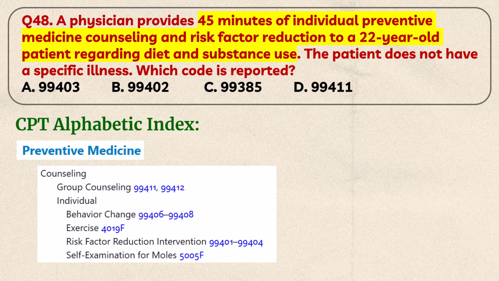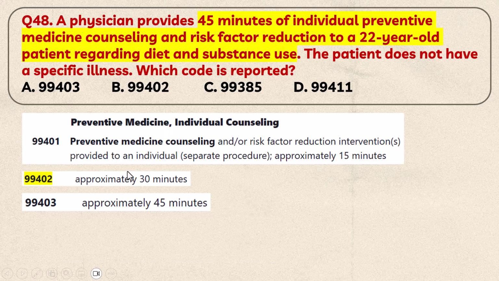So in the index, again go for the main index term preventive medicine, and this is a counseling. So subterm is counseling, and this counseling is individual counseling. So again go for the individual. Here the counseling given for risk factor reduction. So the risk factor reduction intervention is 99401 to 404. Again go back to the tabular list and confirm the answer. Once you go to the tabular list, 99401 is for preventive medicine counseling and or risk factor reduction intervention provided to an individual approximately 15 minutes. In our case, it's 45 minutes. So 99403 is approximately 45 minutes. So the correct answer will be answer A.